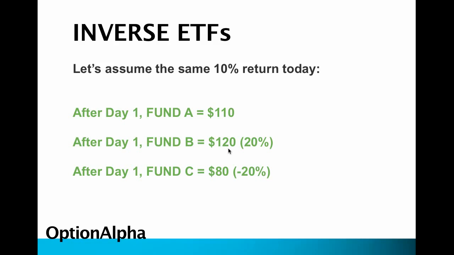So again, this is really where the advantages to these come into play. After day 1, Fund C, which is our double short, is going to lose 20%. So again, losing double what the index made. We're going to be down to $80 in that value for that portfolio.